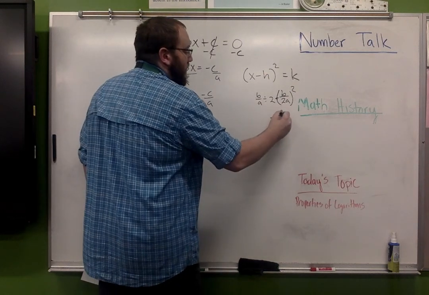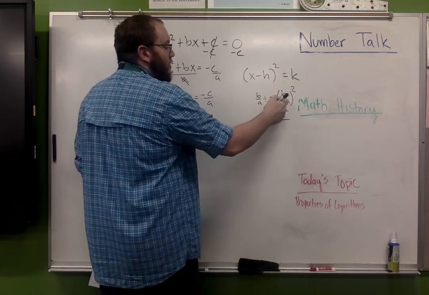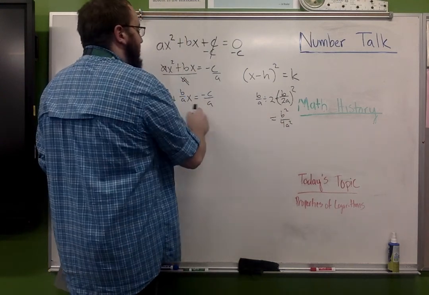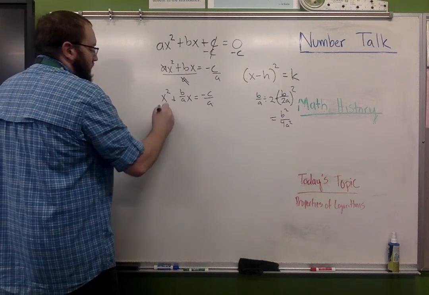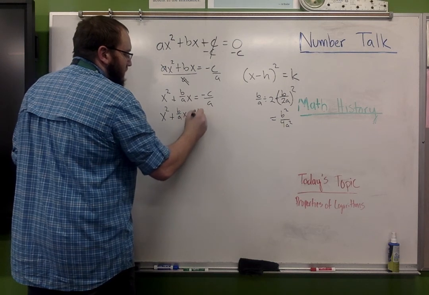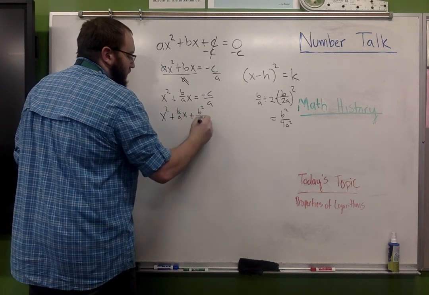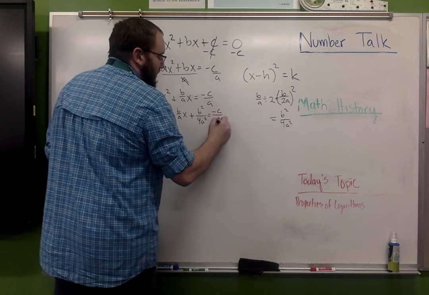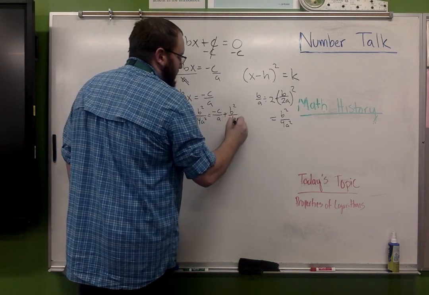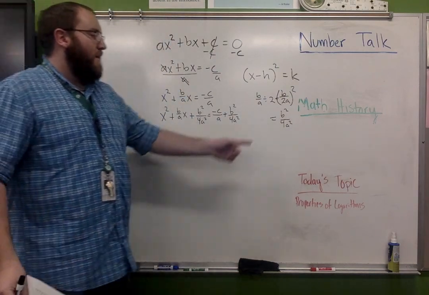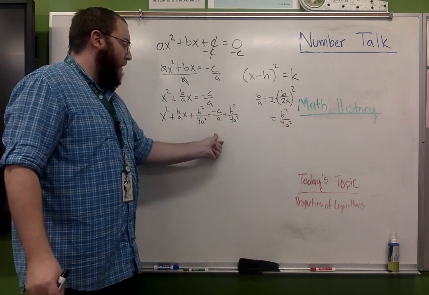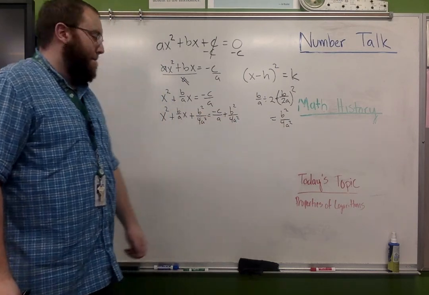So we have b squared over 2a squared. Well, 2 squared is 4. A squared is a squared. We're going to take that and add it to both sides of the equation. So x squared plus b over a x plus b squared over 4a squared is equal to negative c over a plus b squared over 4a squared. All I did was this little side bit, got my b squared over 4a squared, and added it to both sides. We had to add it to both sides to keep it equal, to keep it the same.